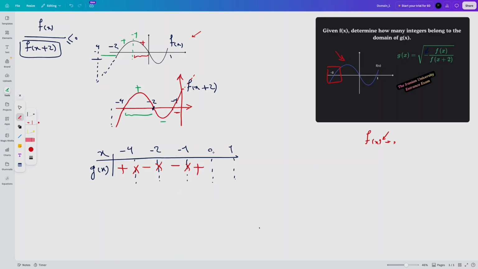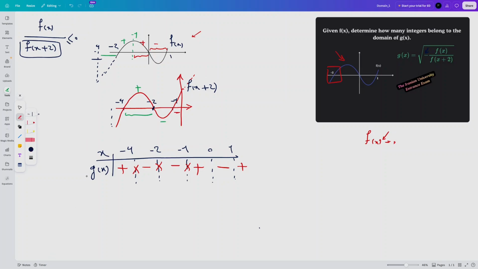And now from 0 to 1, f of x plus 2 is positive, and from 0 to 1, f of x is actually negative. So we have a negative here, and for the rest of that is going to be positive. Why? Because when it's more than 1, both f of x plus 2 and f of x are positive. So that's fine. And now let's take a look at the solution.